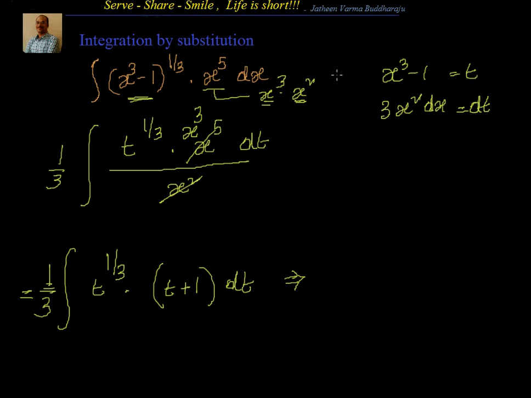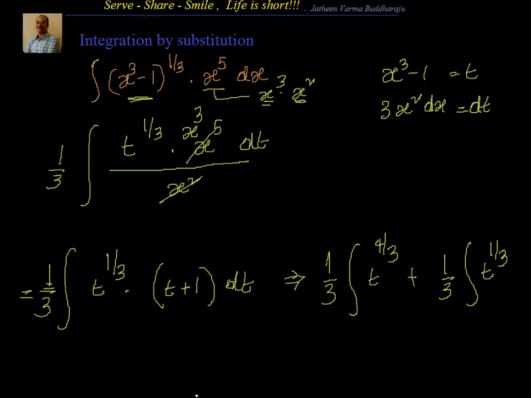So we take x cube minus 1 equal to t. We will have t to the power of 1 by 3, x power 5 as it is, and dx is nothing but dt by 3x square. You simplify, you will get 1 by 3 into the integral of t power 1 by 3 into (t plus 1). Now this is pretty easy. We can write it as 1 by 3 integral of t power 4 by 3 plus 1 by 3 integral of t power 1 by 3.